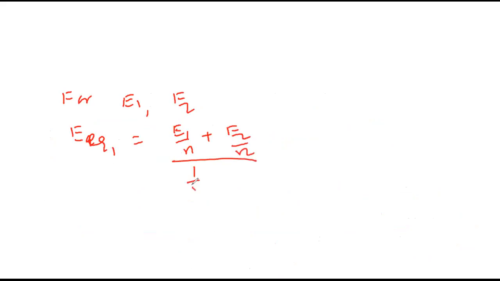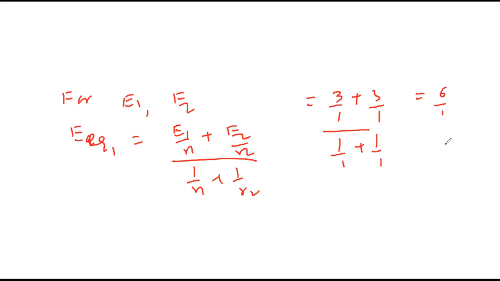For E1, comma E2, E equivalent will be E1 upon R1 plus E2 upon R2, divided by 1 upon R1 plus 1 upon R2. So E1 is 3 upon 1, 3 upon 1. This is 1 upon 1 plus 1 upon 1. So 3 and 3, 6 upon 1 plus 1, 2 by 1. So this will become 6 by 1 into 1 by 2. Therefore, E equivalent is 3 volt.